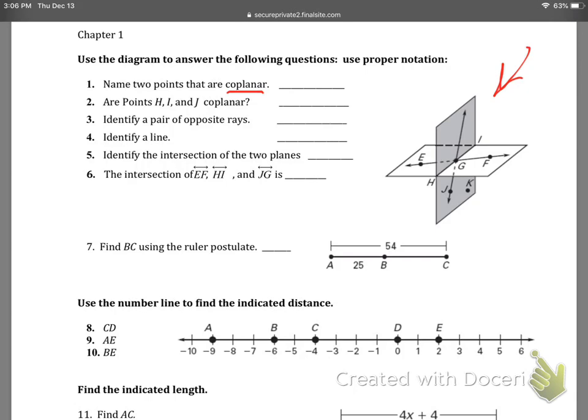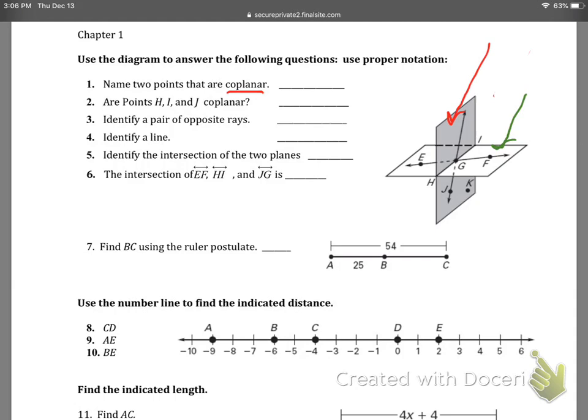Okay, so we have 2 planes over here. We have this plane right here, the shaded plane, that's one plane. And then we have another one that is the unshaded or the white plane. So you need points that are on the same plane. So you have some choices. So there's a whole bunch of choices.